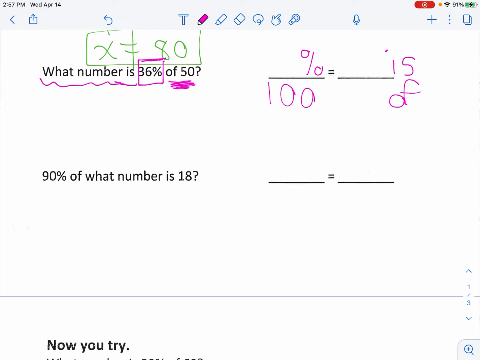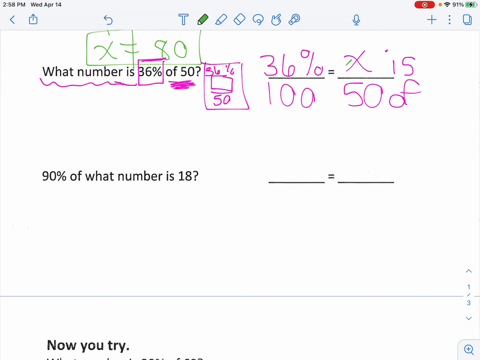When you have been given a percent in the question, the percent always goes over 100. Now I see of 50. So 50 is going to go on the bottom with the word of, and it says what number is, so we don't know what number is. If you earned a 36% on a math quiz and there were 50 points possible, we're trying to figure out how many points did you earn out of 50 to get a 36% on the math quiz.